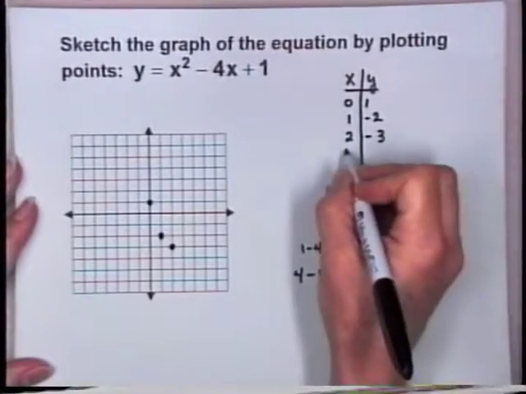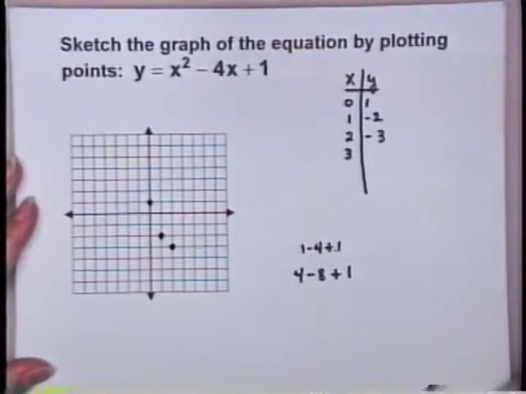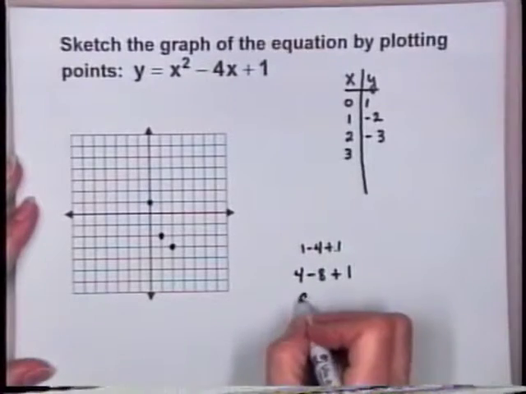Well, let's go ahead in succession here for a while. Let's choose x to be 3. 3 squared is 9.